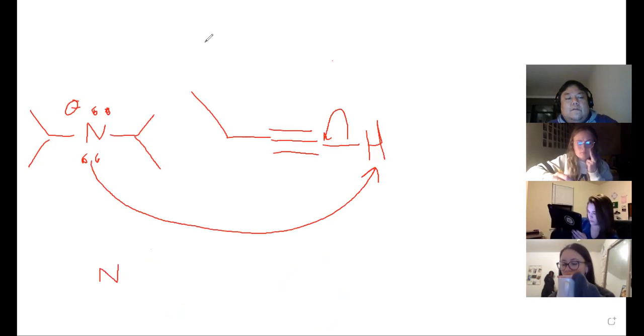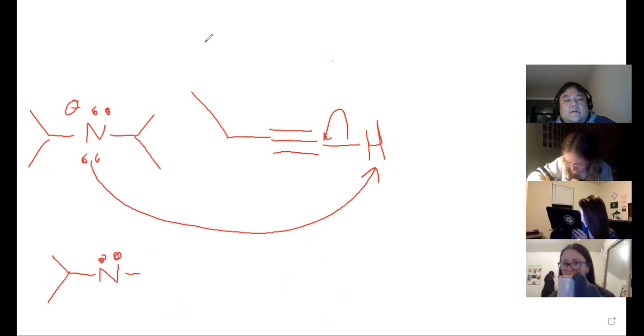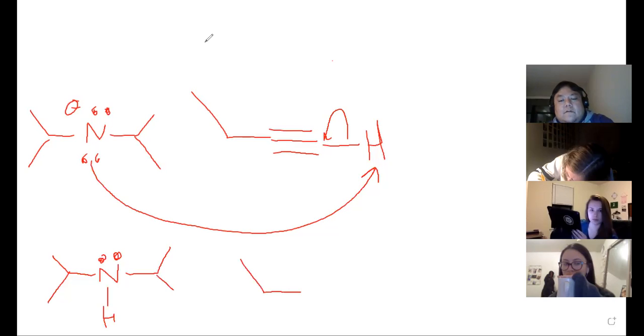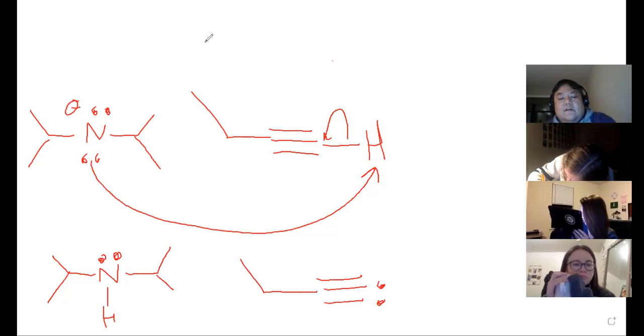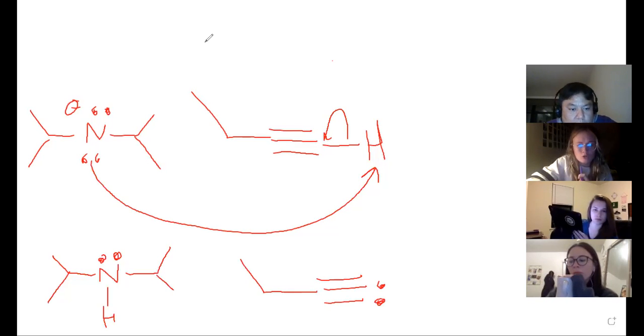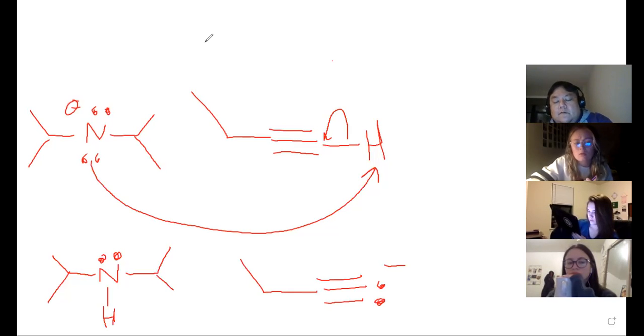So now I still keep that lone pair there. But now that other lone pair grabbed a hydrogen, it formed a bond. And now here, I have a lone pair on this side. What am I missing from this picture? Charge, right? So the charge was on the left side, now it's going to be on the right side.